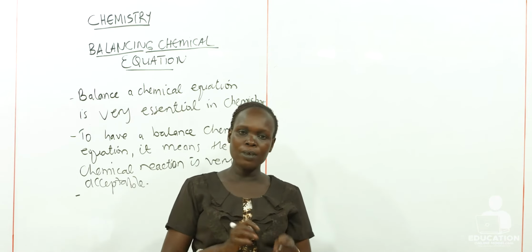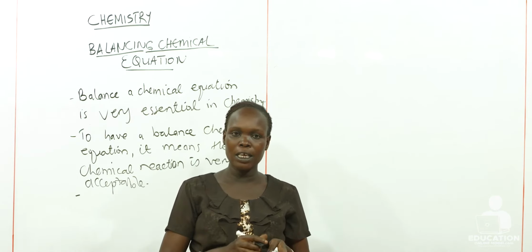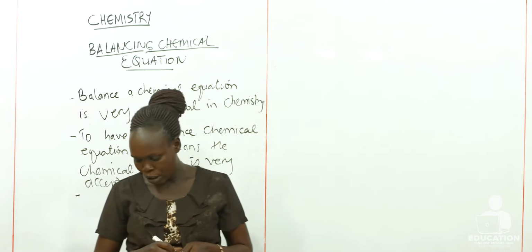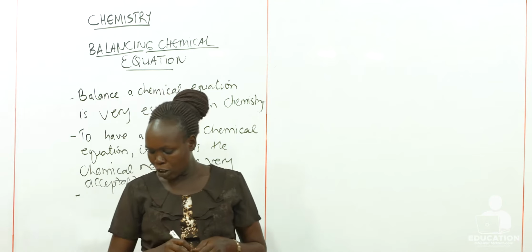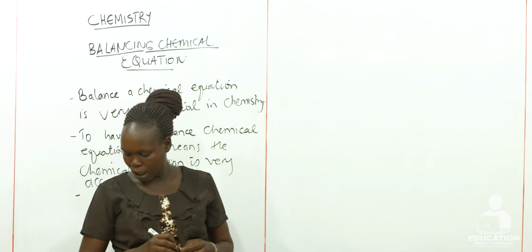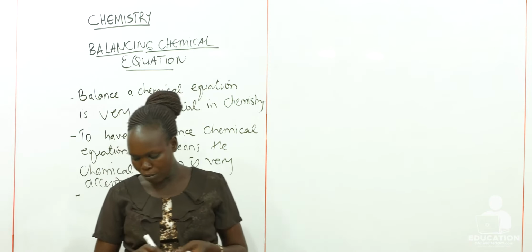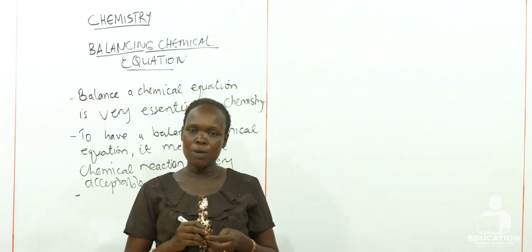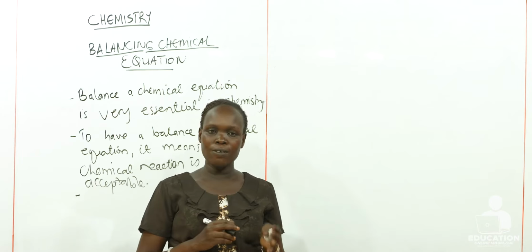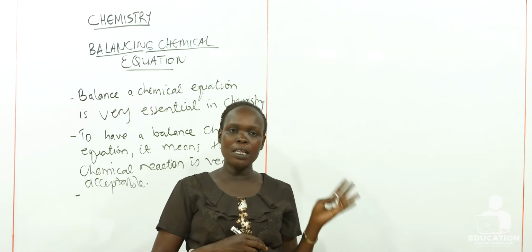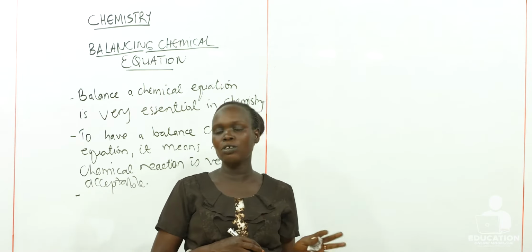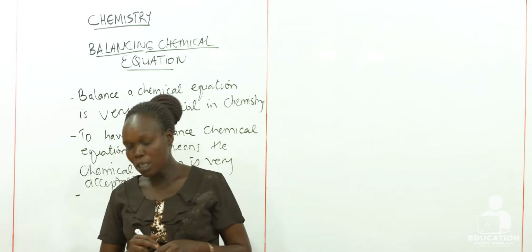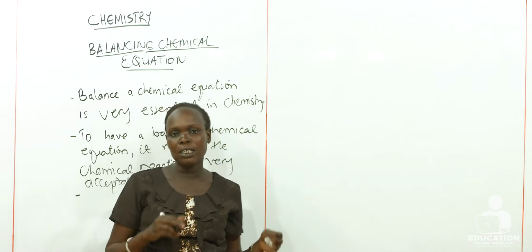So the number of atoms is very clear at the right hand side together with the left hand side. A chemical equation must be balanced, that is, there must be the same number of atoms of each kind on each side of the chemical equation. As I've said, if you have the same number of atoms at the right hand side, it should be the same number at the left hand side. In this case, you have a balanced equation.